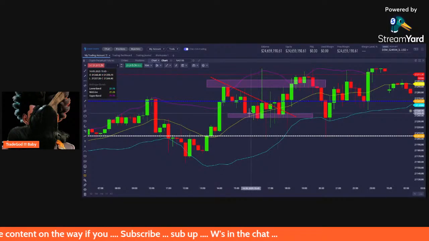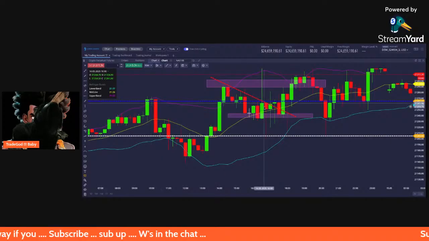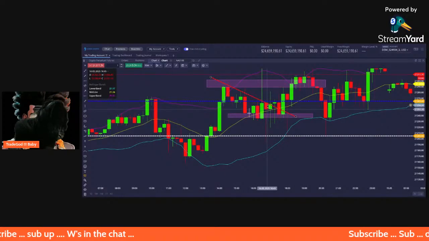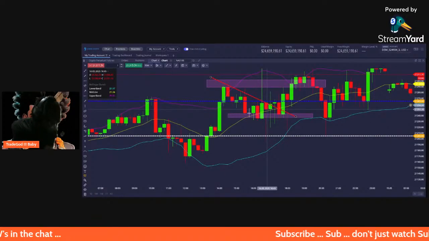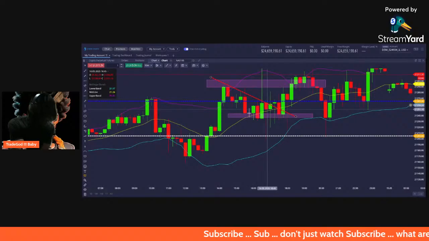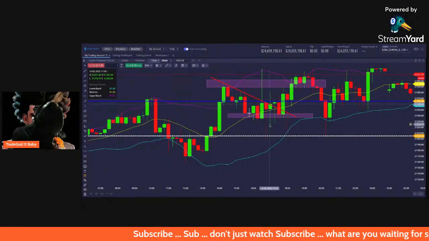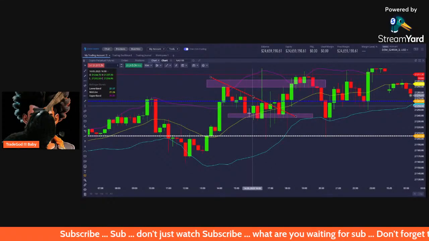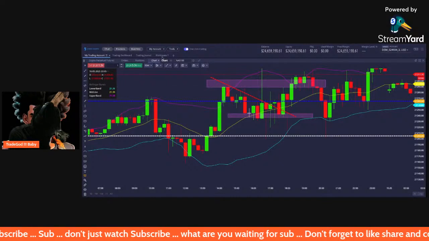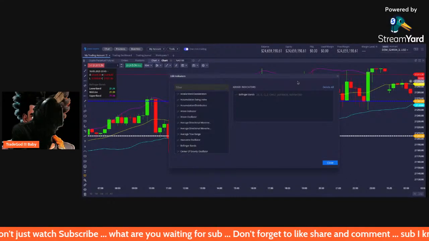So judging on this alone, this is the 15-minute chart. This is the exact same trade. This is May 14th, 1645. It's the exact same setup. Let me take that off real fast. It takes a second.